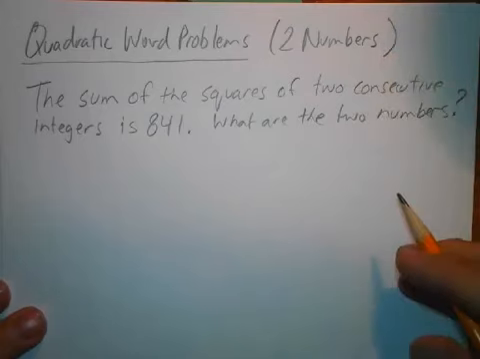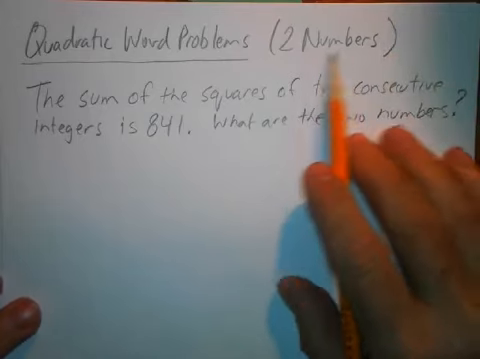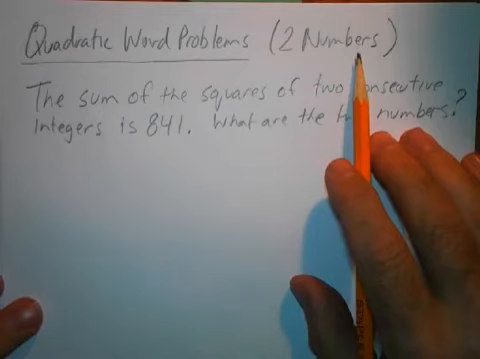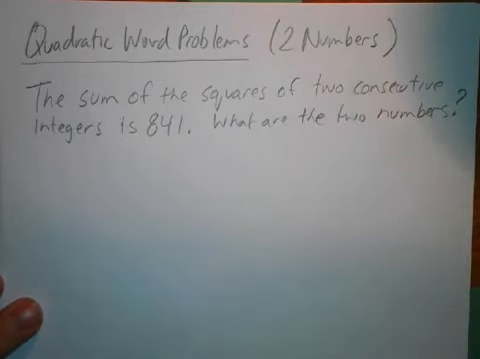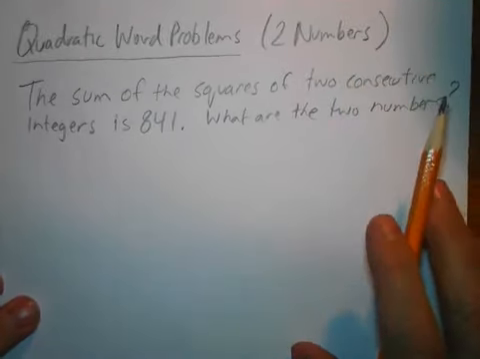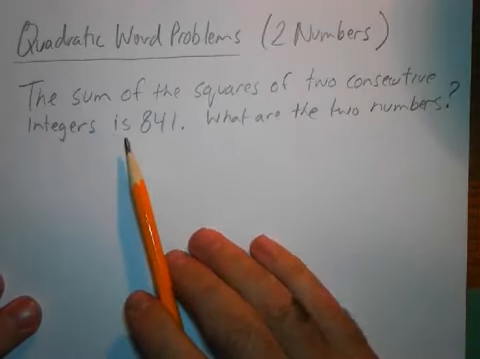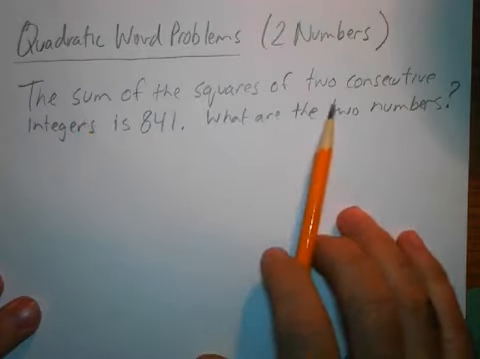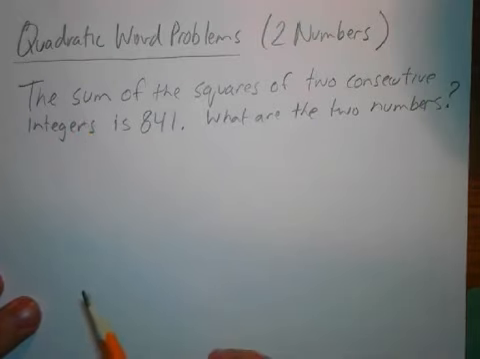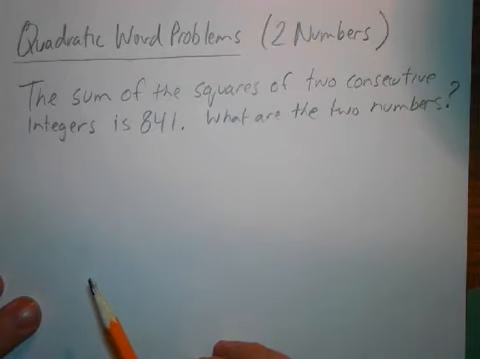Okay, so this first type of problem is, we call it a two-number problem. So basically you're given some relationship between two numbers, and you'll be asked to find what are those two numbers. Okay, so in this case, the question is pretty short and sweet. Not too much information in terms of equations or numbers. The sum of the squares of two consecutive integers is 841. What are the two numbers?